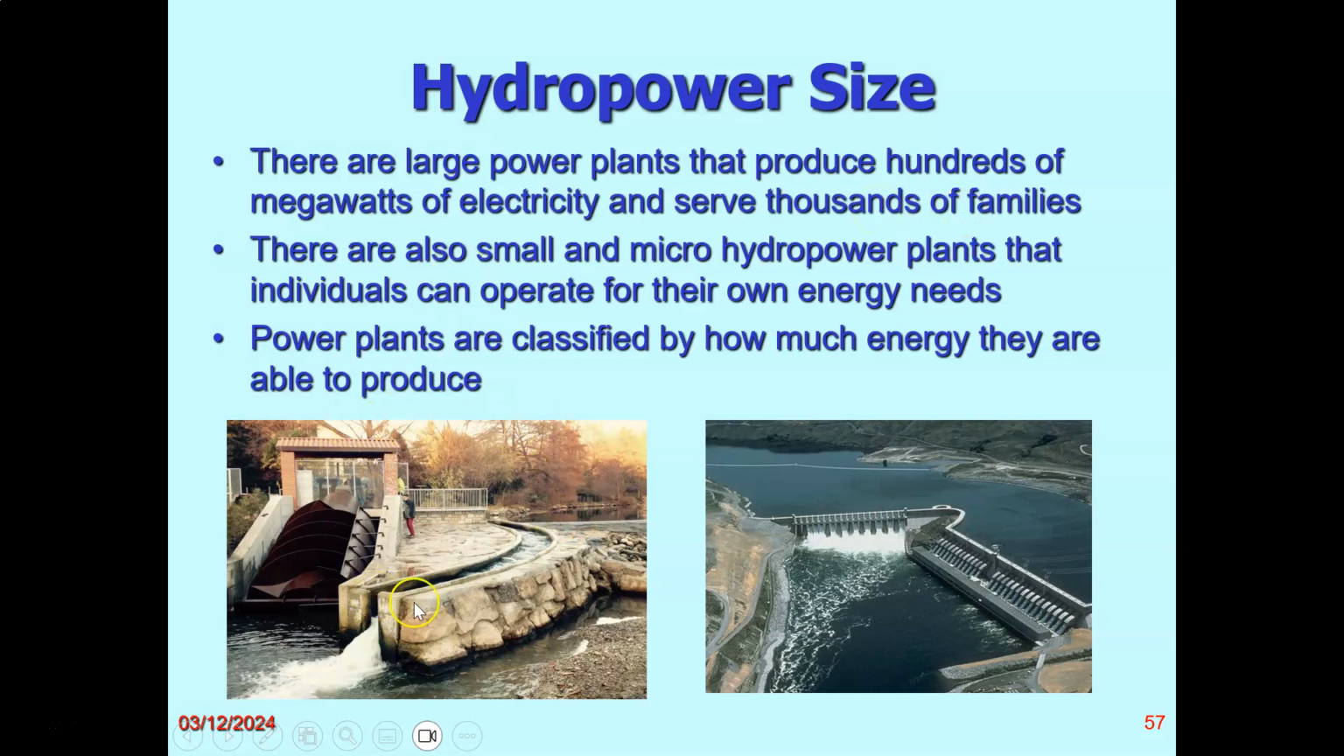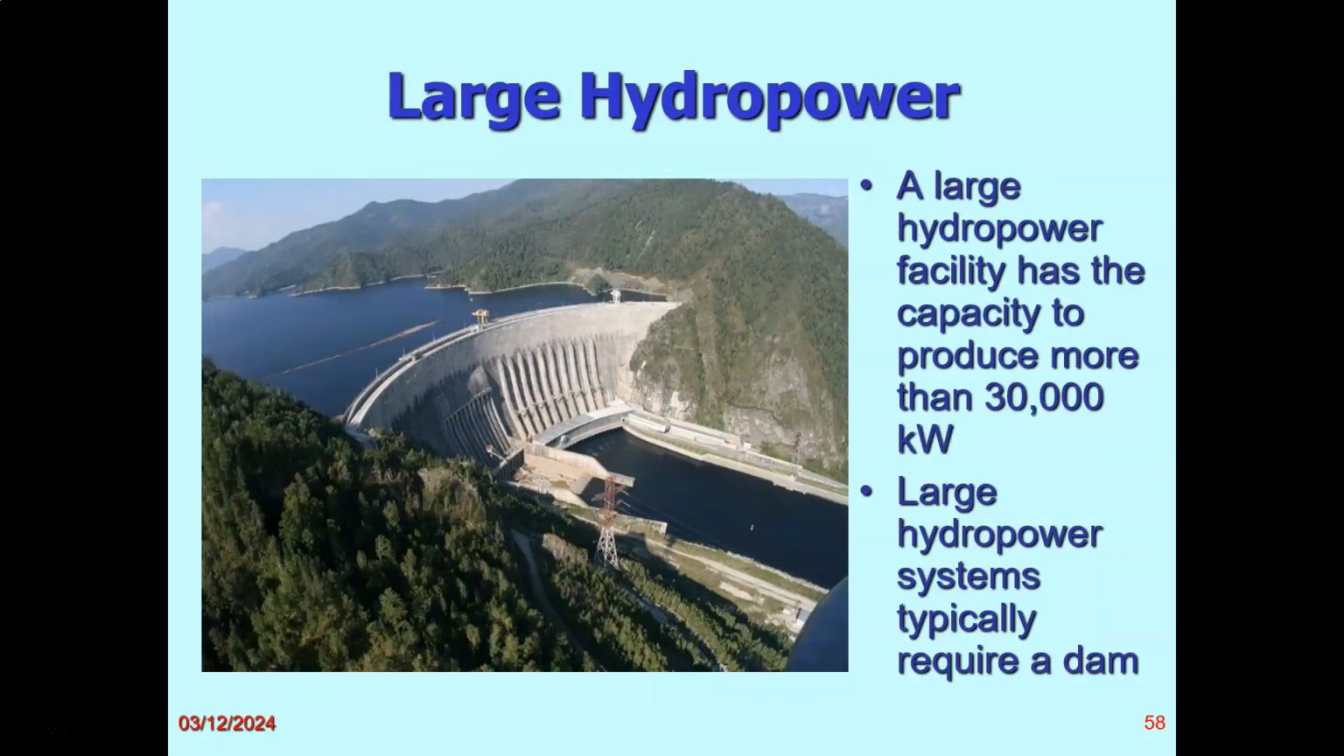Or there are smaller ones, as you can see here in the picture on the right side, with this Archimedes turbine. It is smaller, and the head is also smaller, so it's called small or micro hydropower, because it depends on the amount of energy. So the power plants are classified by how much energy they are able to produce.